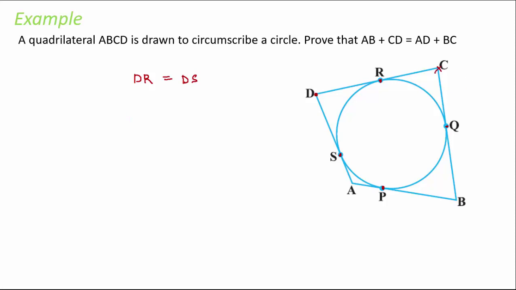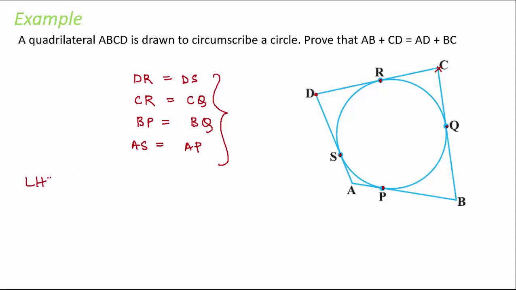Similarly, C is an external point and CR and CQ are the tangents. So CR should be equal to CQ. In a similar way, BP should be equal to BQ and AS should be equal to AP. So all these relations exist. Now let us try to prove this.